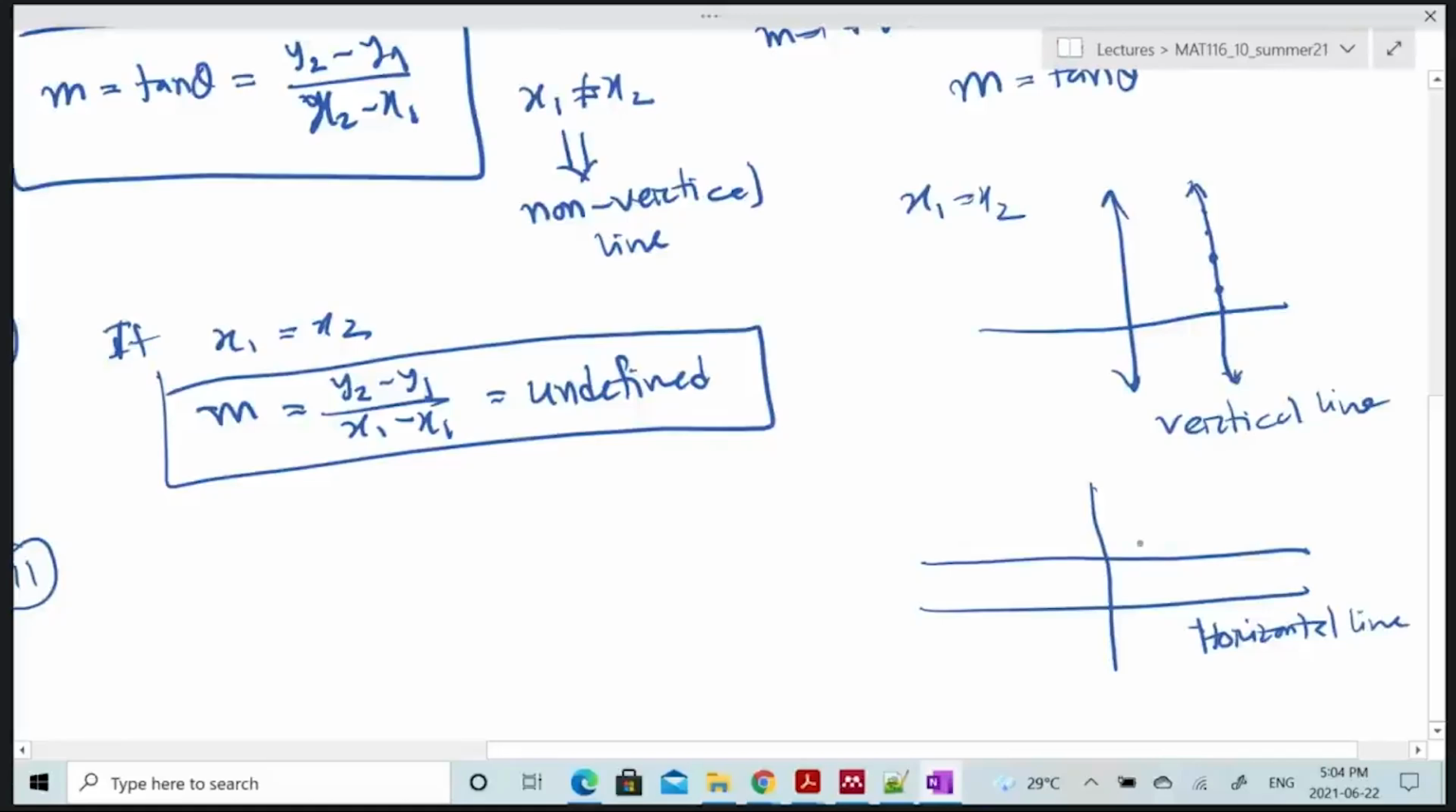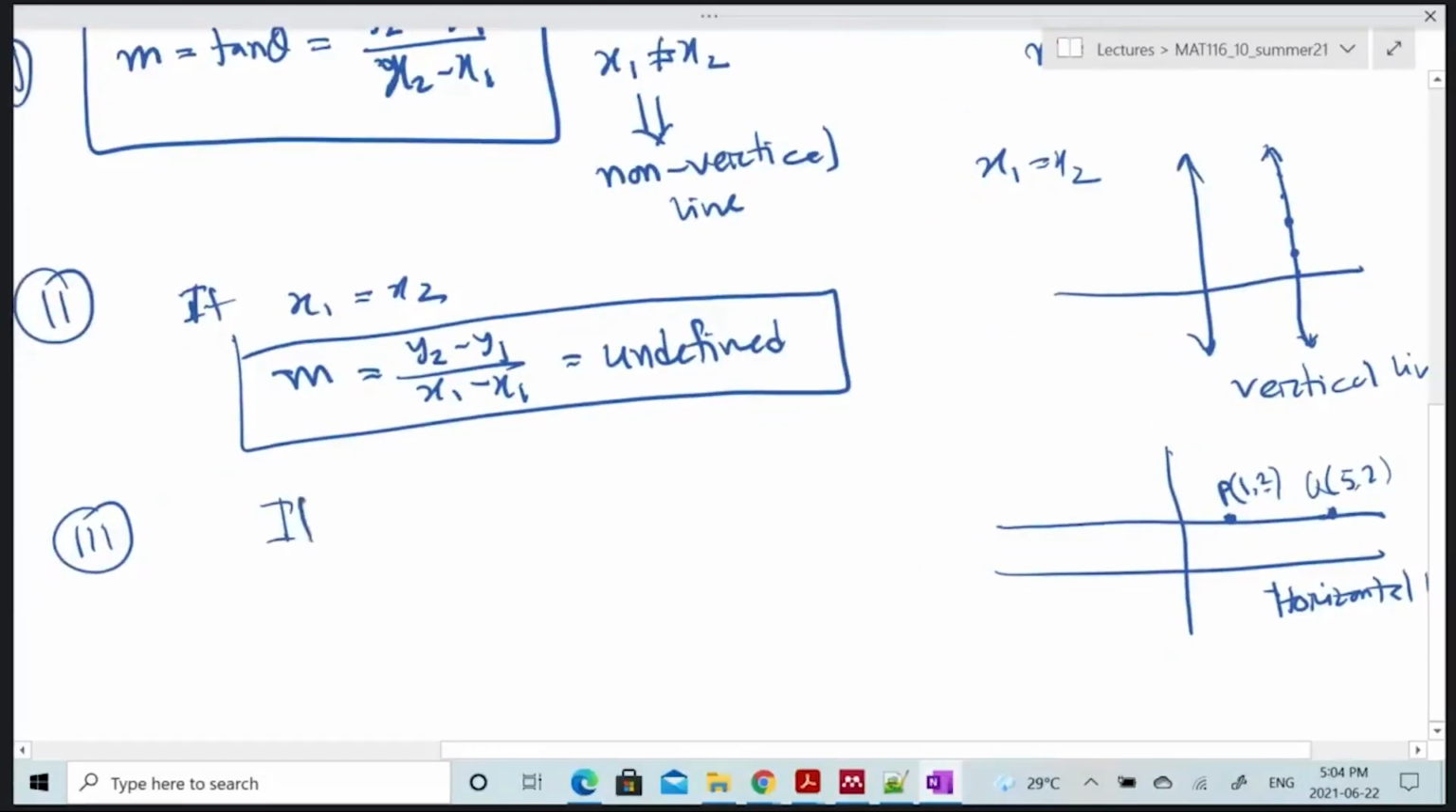And you see for a horizontal line, all the y values are the same. So if I have a point here, say (1, 2), here I'm going to have the point (5, 2). So you see the y values are the same. So this is going to be the equation of a horizontal line. That tells us that y equals b.